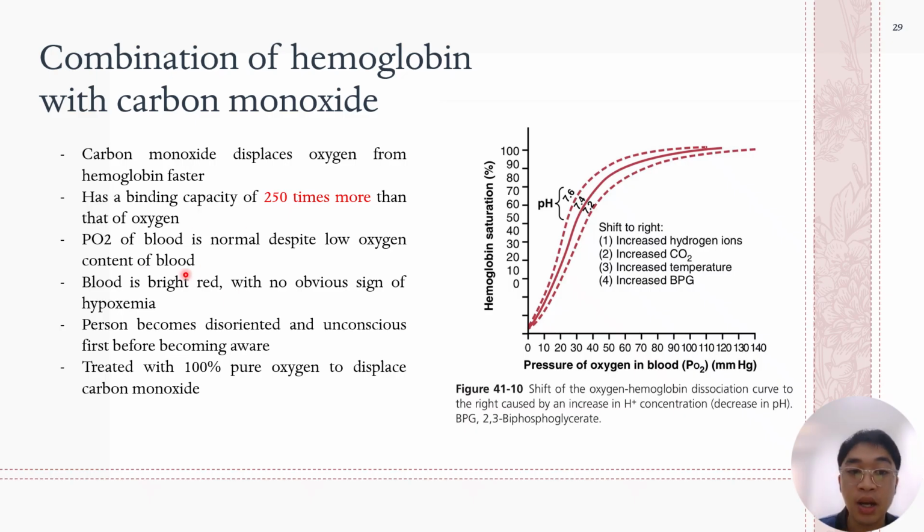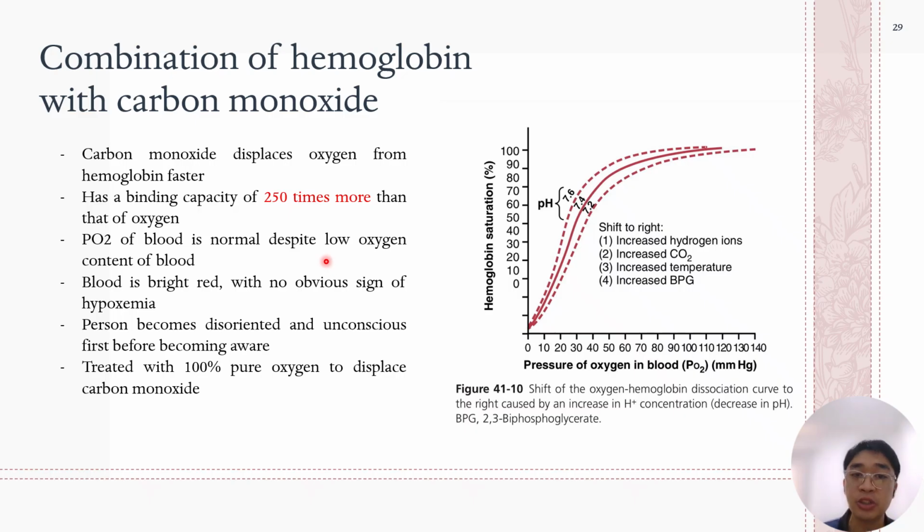But how come the partial pressure of oxygen in the blood is normal, even if the oxygen content in the blood is low? This is because when we talk about partial pressure, it reflects dissolved oxygen in the plasma. It does not tell you how much oxygen is bound to hemoglobin. So in other words, the lungs are still capable of transferring the oxygen from the alveoli to the blood, thus the partial pressure of oxygen, or PO2, remains normal.